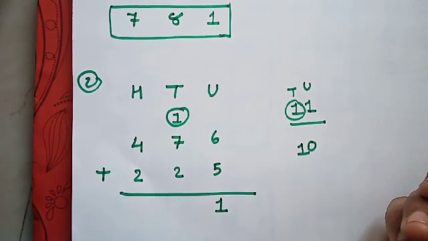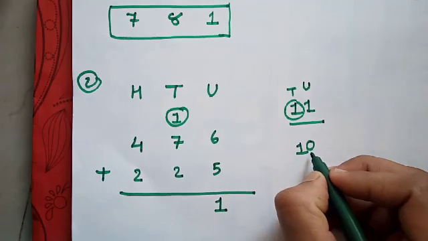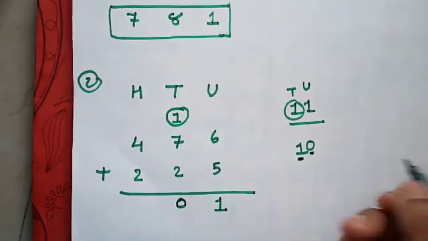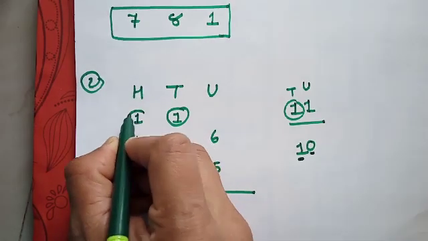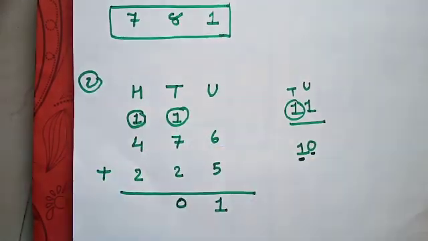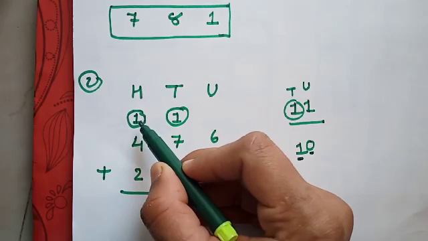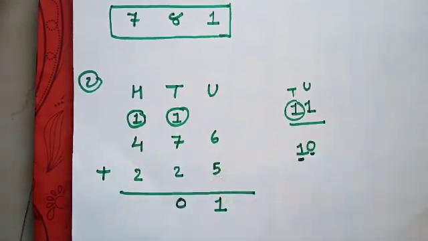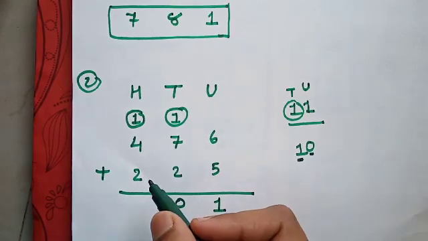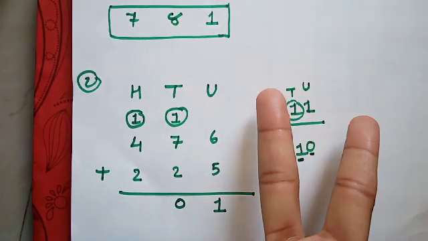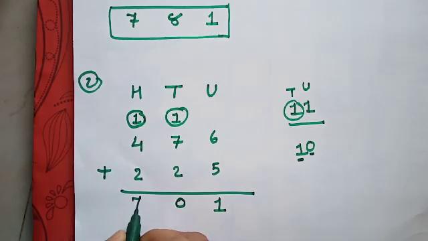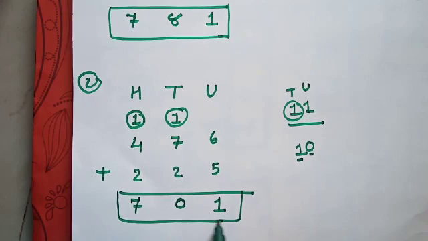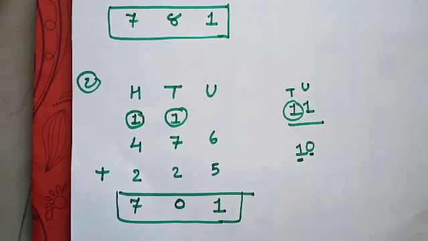Now what do we have to do? Write this 0 here, and this 1 goes on the 100 place. So 4 plus 1, 5, right? And 5 plus 2, after 5 count the two numbers: 6, 7, right? So write here 7. So our answer is 701.